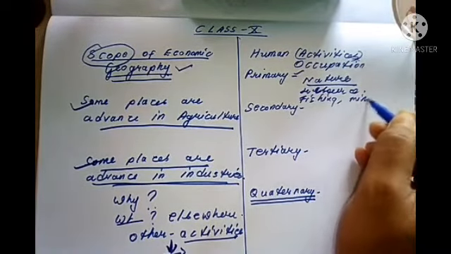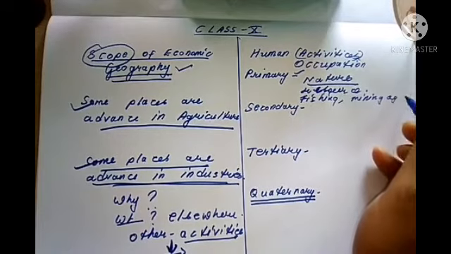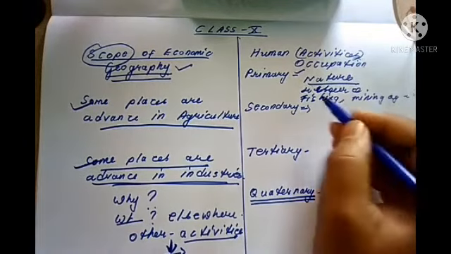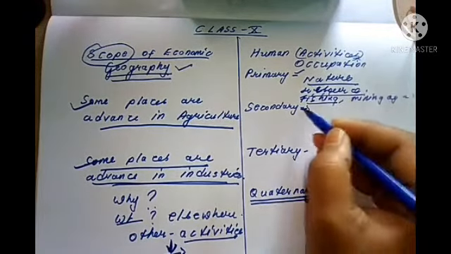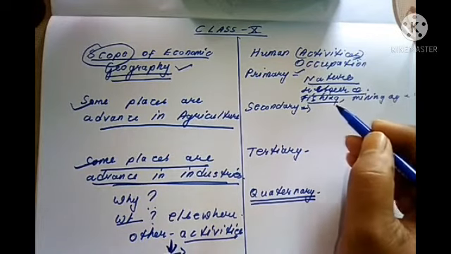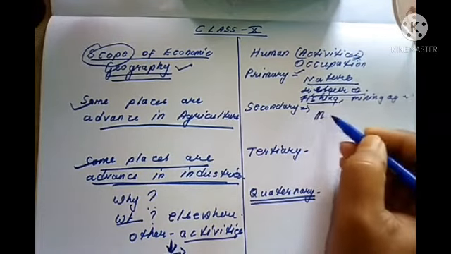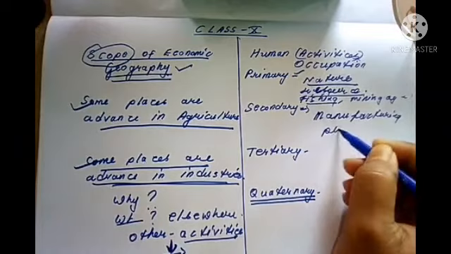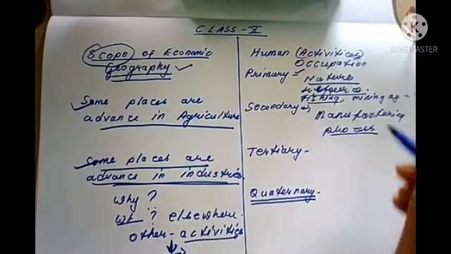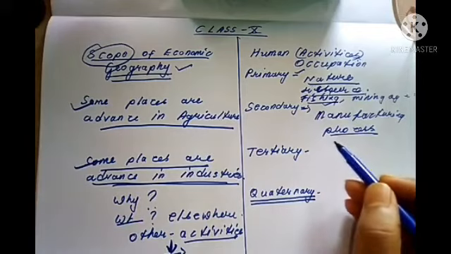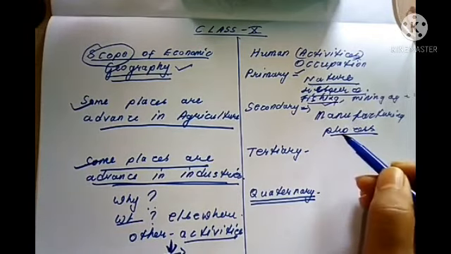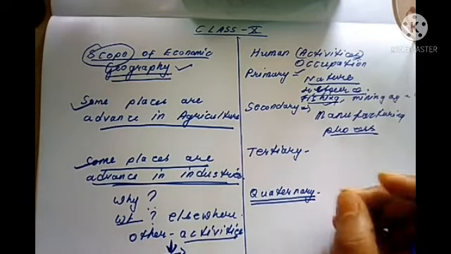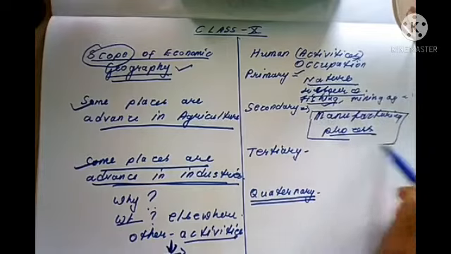mining, agriculture, etc. Secondary occupation is when we need to process these resources extracted from nature into a more usable form. That is called secondary occupation. Manufacturing process. Whenever fish are extracted from the sea or oceans, that fish is processed, canned, preserved and sent to the market. So this process is called secondary occupation.